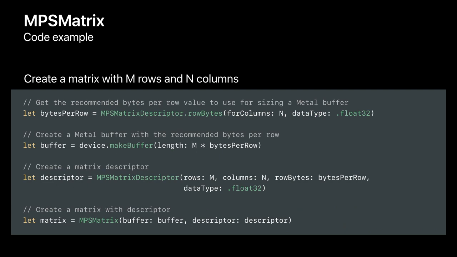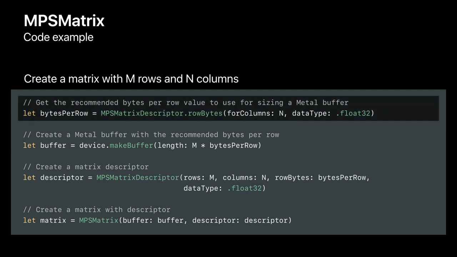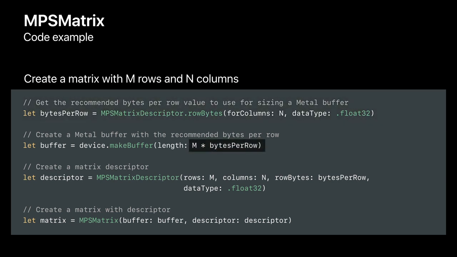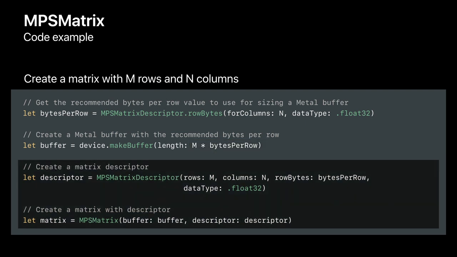Now let's take a look at how you can create an MPS matrix with m rows and n columns. It's very similar to the way you would create an MPS vector, but there are just a few things we want to mention. We provide a convenience API that you can use to find the recommended bytes per row value for sizing your Metal buffers. If you choose to use this API, this is how you would create a Metal buffer with this recommended value. Using this API is completely optional, but recommended for better performance. And then the rest is simple. You create a descriptor for your matrix, and then you create a matrix with the descriptor.